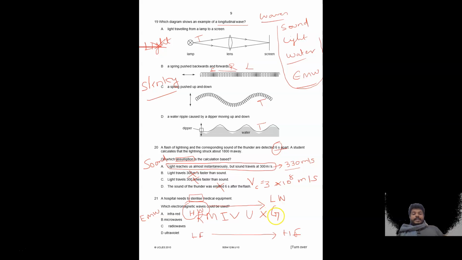And gamma rays sterilize medical equipment and cure cancer cells, like chemotherapy, they are using gamma rays. So ultraviolet sterilizes medical equipment, gamma rays sterilize medical equipment. Here infrared, I told, is used in remote controls and burglar security systems. Microwaves, TV signal to the satellite, radio waves, TV signal. Ultraviolet is for sterilizing medical equipment. Okay.